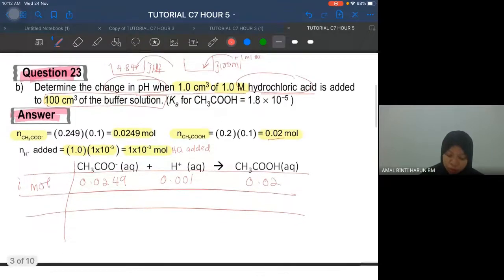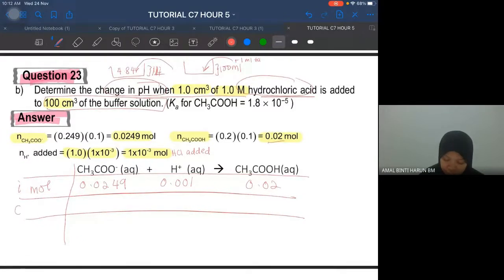Okay, so now for the change in mole, all of the acid added is being neutralized by the base component. Where was it? So we add H+, which species in this buffer will neutralize the added H+? So that is the salt, the base component. We have gone through this in tutorial hour 4.